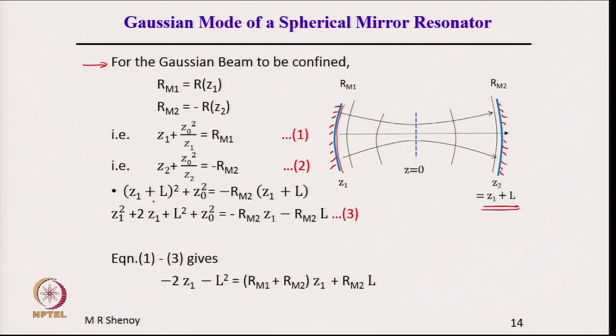Therefore, if we substitute this in the second equation, we get this equation here, and then you can rearrange this to open this bracket, and all the steps are here. So, we got equation 3. Equation 1 minus 3. So, minus 2 Z 1 minus L square is equal to R m 1 plus R m 2, because there is a negative sign. So, minus minus is plus. So, we have this equation 1 minus 3 gives us this.